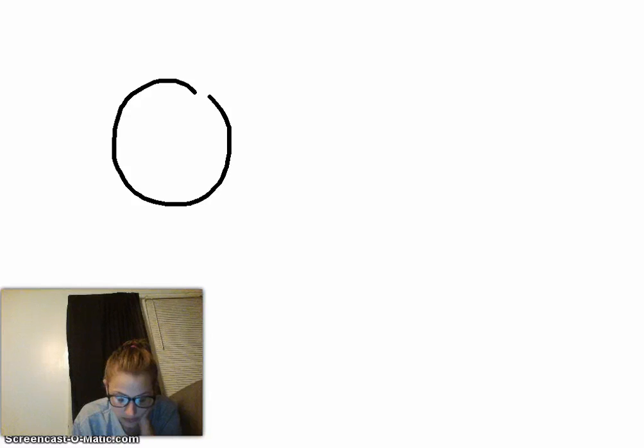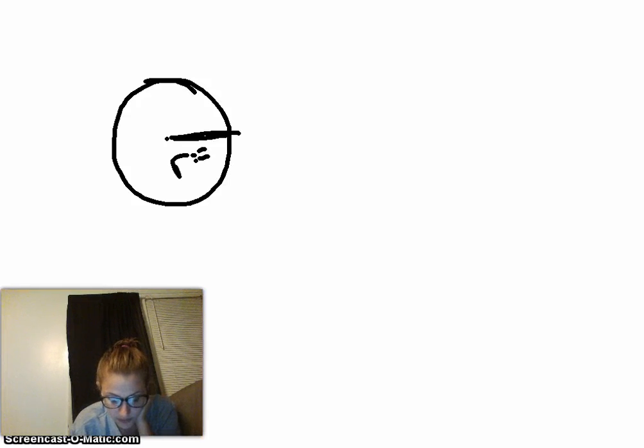Let me take another example right here. Let's take this circle. This is just any circle, and let's just say it's got some radius equal to r.